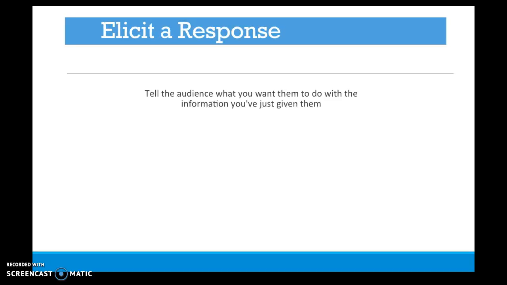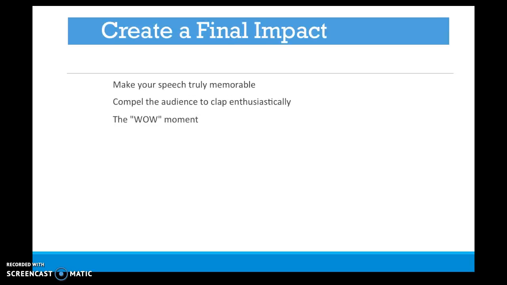Effectively and concisely restate your points. The audience should not leave without knowing what they should do. Tell them what they should have learned. And create a final impact. You should leave your audience with an intense feeling. Consider what you want them to feel, and think of ways to get them there. This is your last chance.